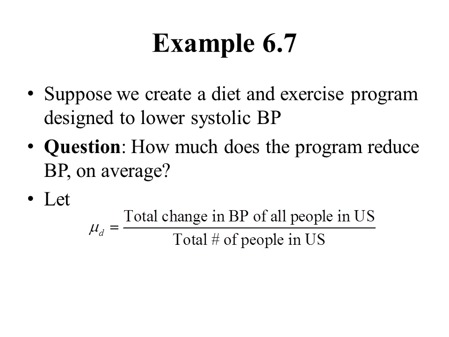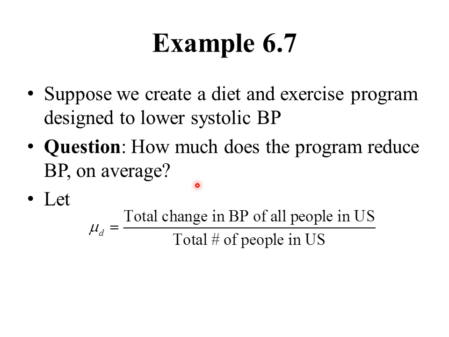So the parameter that we're trying to estimate here, we're going to call mu sub d. Mu because it's a population mean, and d because it's a difference. And so this parameter would be defined as the total change in blood pressure of all people on this diet in the United States, divided by the total number of people in the United States. So we're interested in the average change. By change we mean we take their blood pressure at the start, subtract their blood pressure at the end. That's going to be their change.